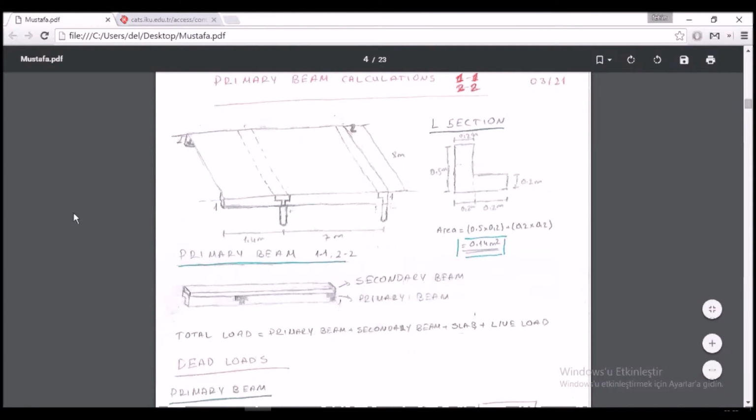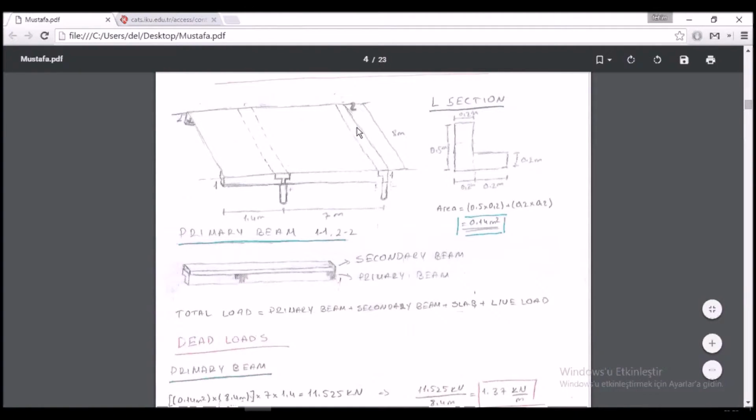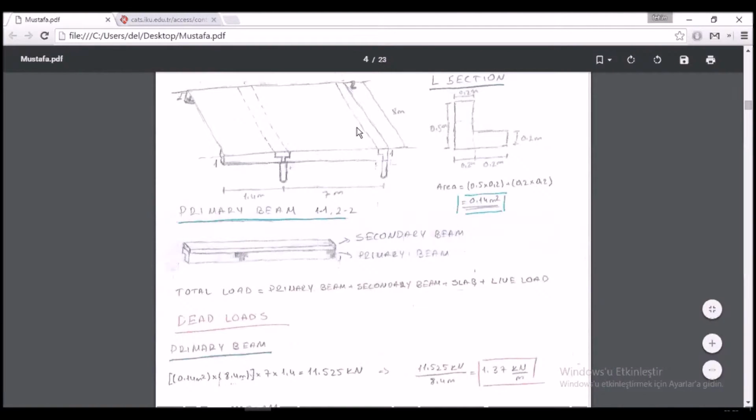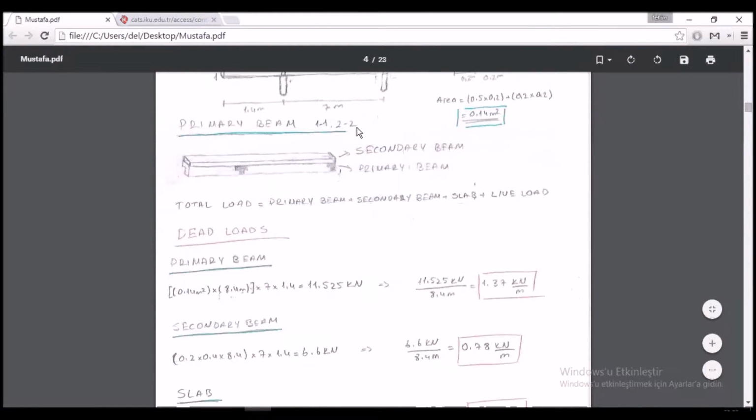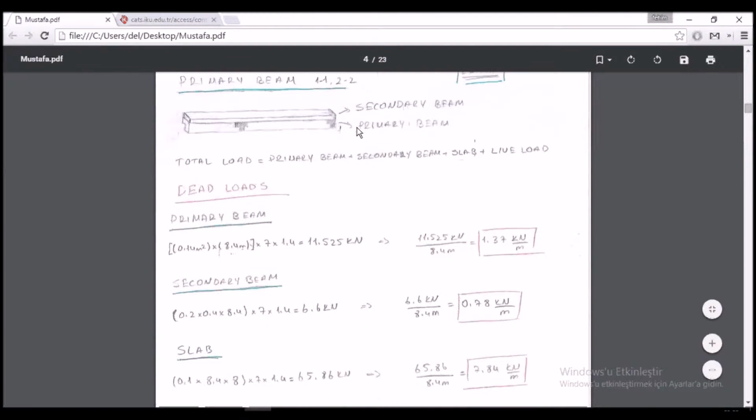At this page, we started to calculate our primary beams. As we all know, we have 4 primary beams on our roof. So before doing our calculations, we have to name them. We named this L beam 1-1, and this beam 2-2. Because these two beams are exactly the same and the loads on them are exactly the same, we don't have to do calculations for both of them. If we do one calculation, it will be enough for both of them.